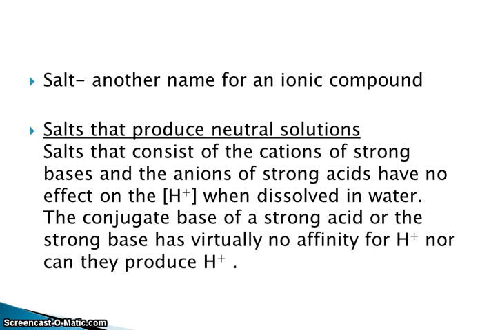The conjugate base of a strong acid or strong base has virtually no affinity for hydrogen ions, and they can't produce hydrogen ions. So as an example, if we look at sodium chloride, which is a salt, when we put it into water, the cation is sodium. Sodium is the cation of a strong base, therefore it has no affinity for hydroxide ions in solution. The anion is chloride, which is the conjugate base of hydrochloric acid, a strong acid, so the chloride has no affinity for the hydrogen ion. So sodium chloride is a neutral salt because it's not going to affect the pH of the solution.